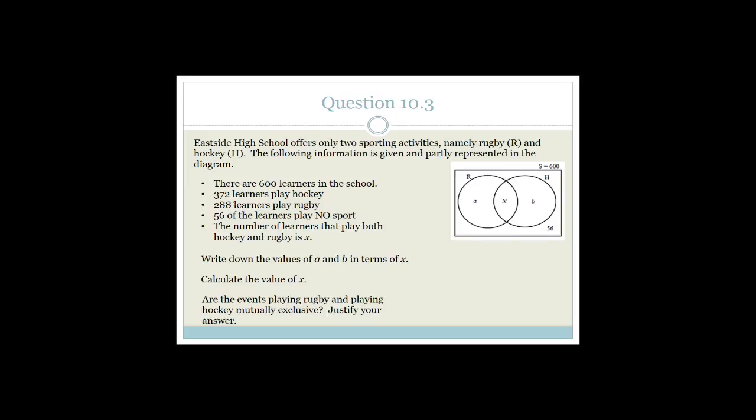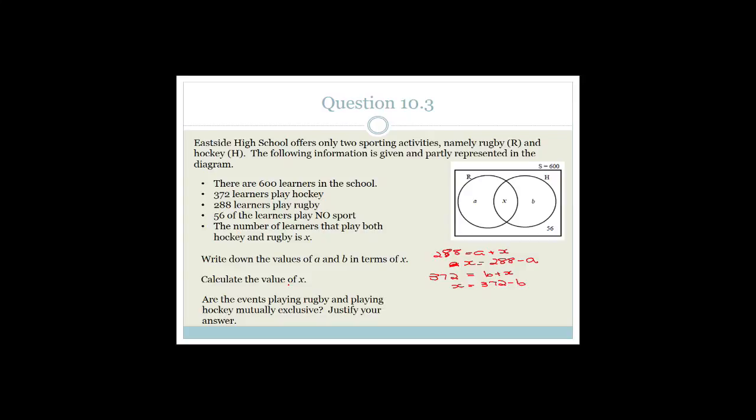Do you agree that 288 people play rugby, and some of those may have been playing hockey? So therefore, we could say that 288 equals A plus X, right? So X is going to be 288 minus A. Similarly, we've got 372 people that play hockey, so therefore, we know that 372 is equal to B plus X. Therefore, we can say that X is equal to 372 minus B. Right, so now we've got two equations with A's and B's.